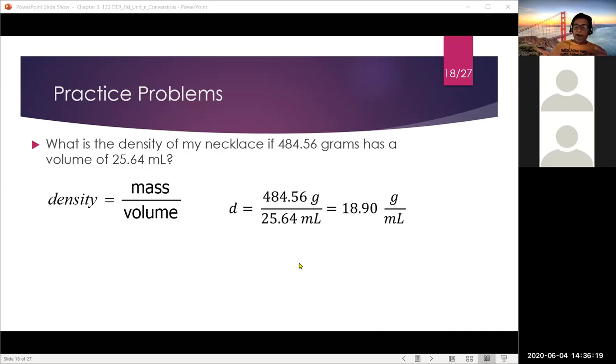Keep in mind, those units don't cancel out. I've got grams in the numerator and milliliters in the denominator. They're unlike units, so they go along with the answer. Those are the units of density. We have 5 sig figs in the numerator, and we have 4 sig figs in the denominator. Therefore, our answer should have no more than 4 sig figs, which is 18.90 grams per milliliter. That is the density of that particular necklace.